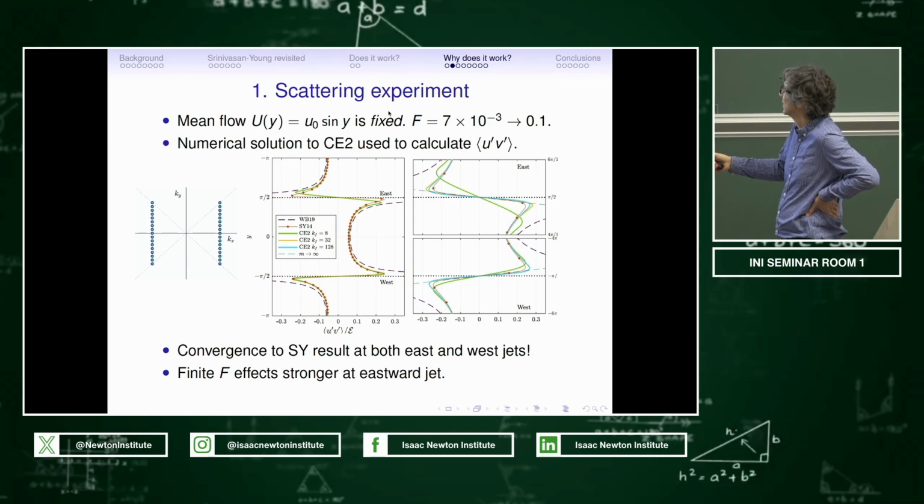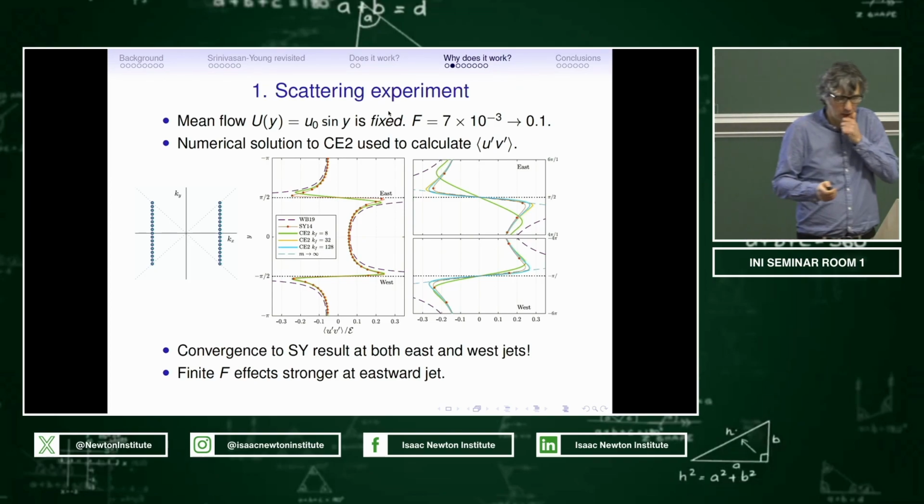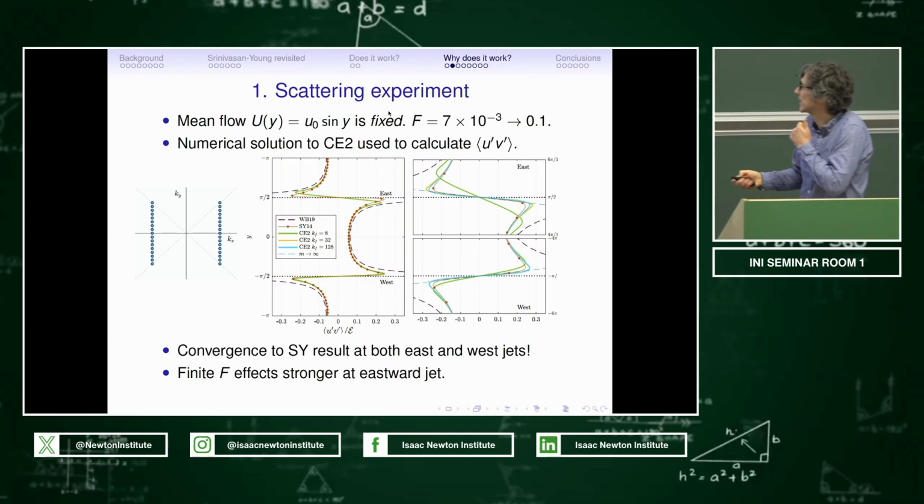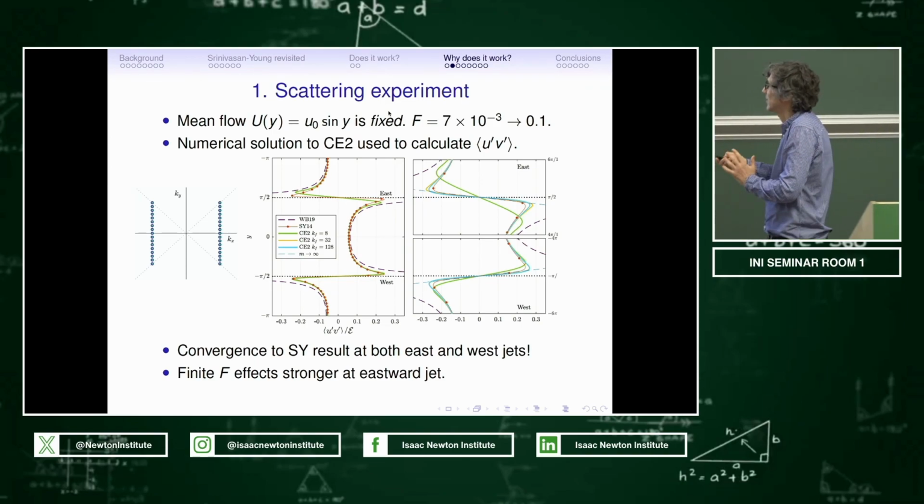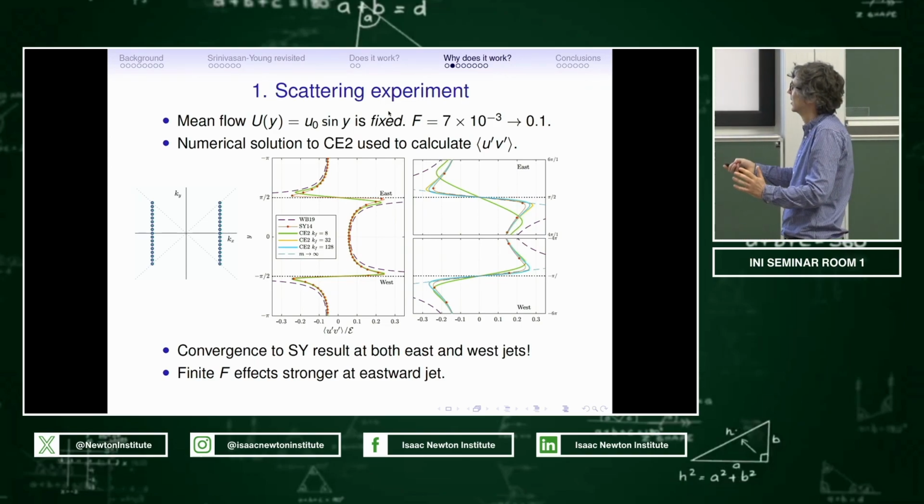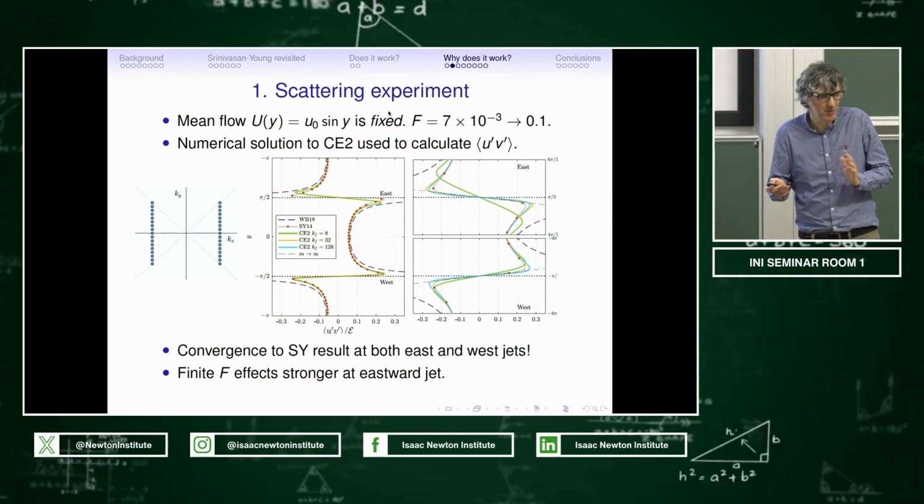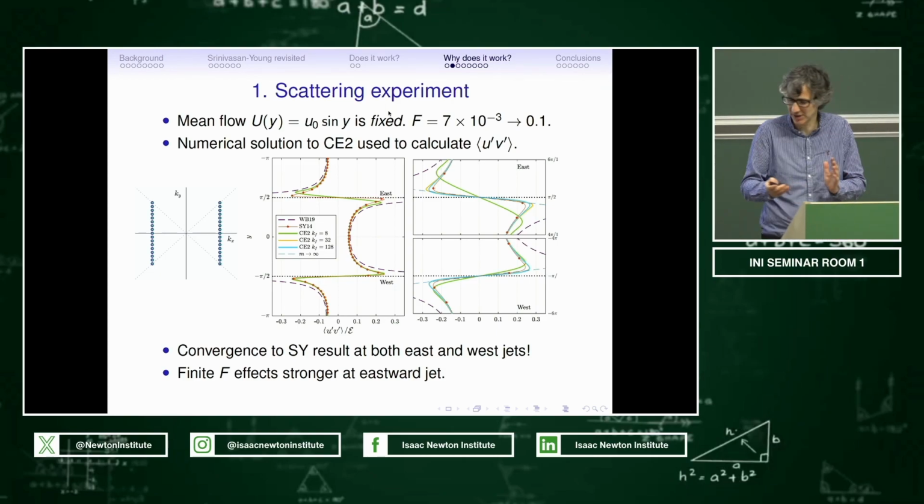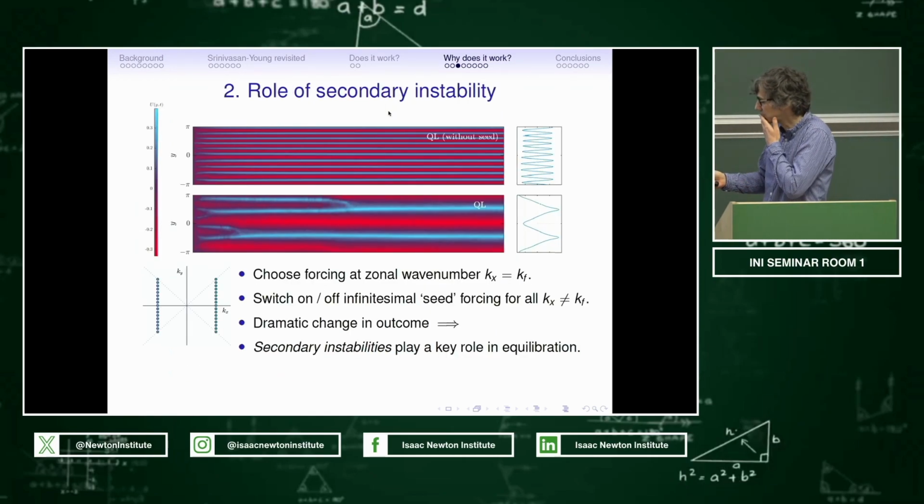So the theory is pretty accurate for all 3 values of f at the westward jet, but it's less good at the eastward jet. Okay, so that's a scattering experiment, and it shows that if you've got a fixed flow, then the Srinivasan-Young theory does a good job of predicting the momentum fluxes due to these waves.